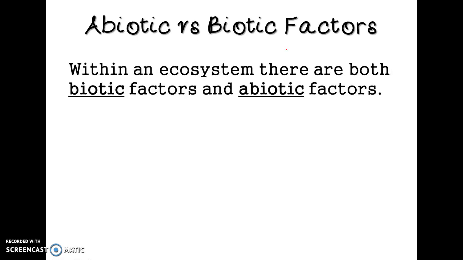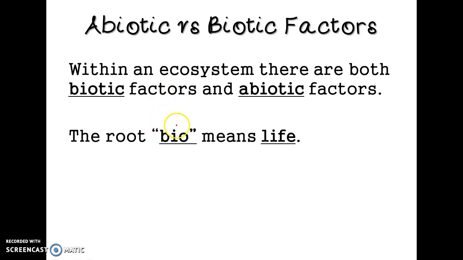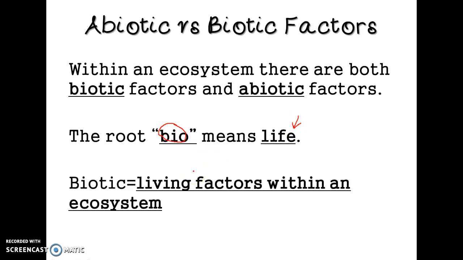Within an ecosystem, we've already mentioned that there are biotic factors and abiotic factors. So let's break down each of these words and get to the root of what they mean. The root bio actually means life. Just like biology is the study of life, the word bio means life. So biotic means living factors or life factors within an ecosystem. That would be like our deer and our wolves, our trees and our grass. All of those are living factors within our ecosystem.